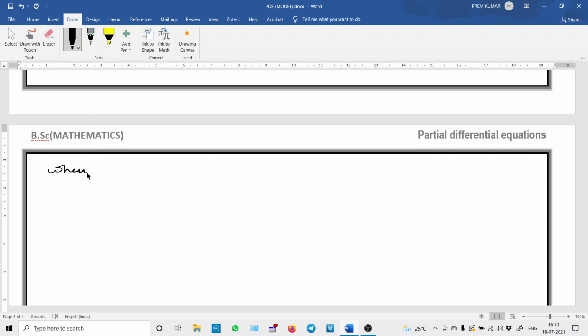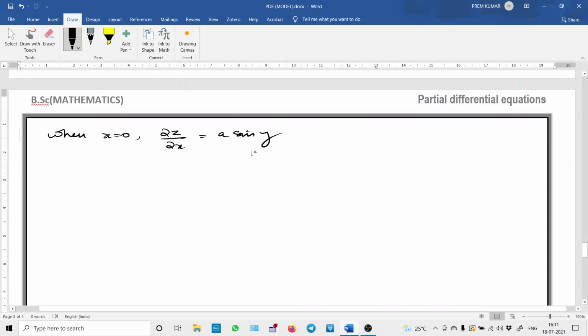Now we are going to use the condition given in the problem. When x equal to 0, what is given? ∂z/∂x equals a sin y. You can see the condition. When x equal to 0, highlight this. This is the condition, we are going to use it now.